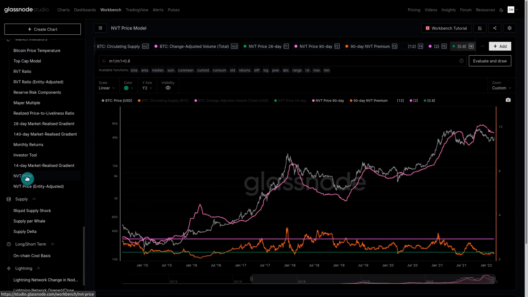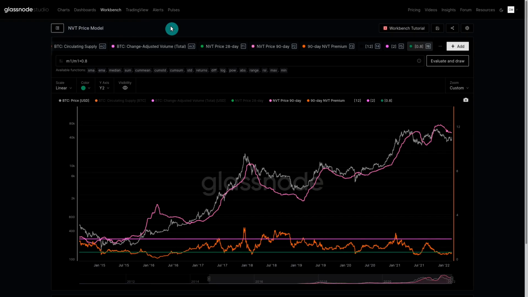You will see that we have a model here called NVT Price. This is based off one of Willy Woo's studies where we have the NVT ratio, which is the network value to transfer. The other way to think about this is like the PE ratio. How valuable is Bitcoin, the network, and how much is it settling in terms of transaction volume? In theory, if lots of people are using Bitcoin to settle value, it should be more valuable. And vice versa, if nobody is using it, it should be less valuable.